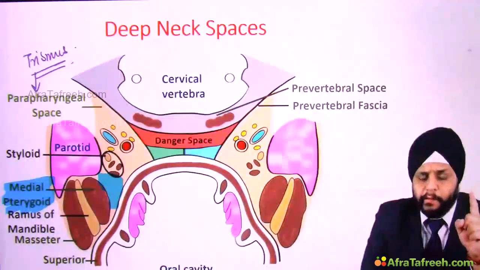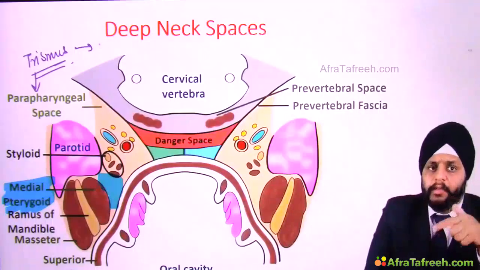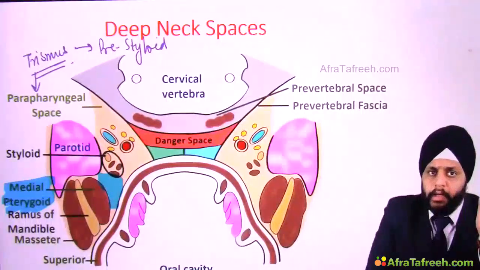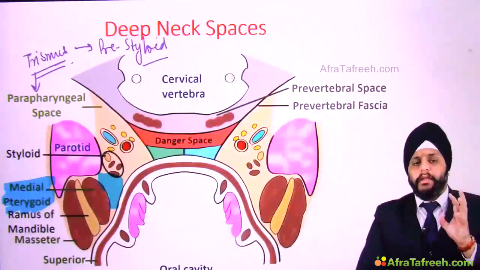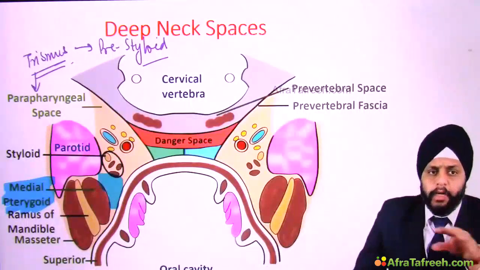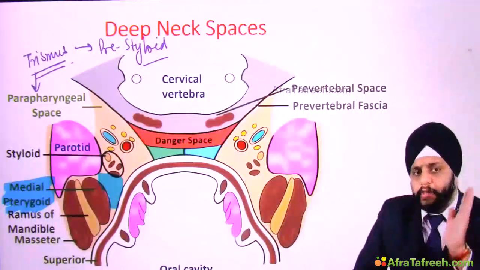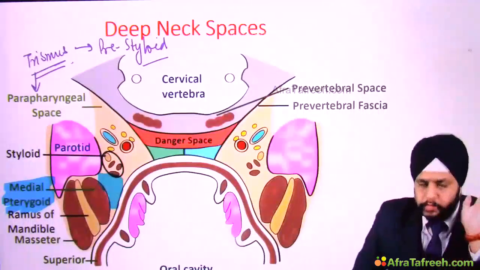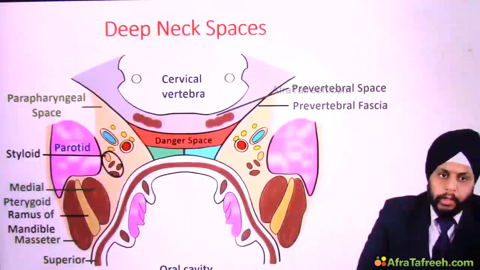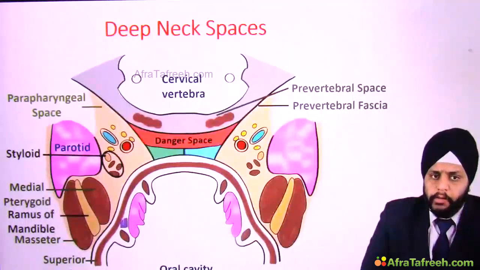So trismus is seen in parapharyngeal space abscess, but which part? In the pre-styloid compartment. The post-styloid compartment is away from the medial pterygoid. Therefore, an abscess of the post-styloid compartment will not have trismus. Trismus is a characteristic of an anterior compartment abscess. Clear? Good.